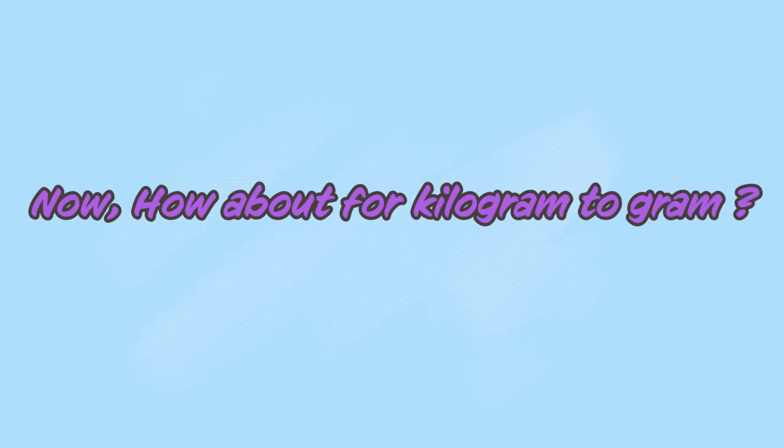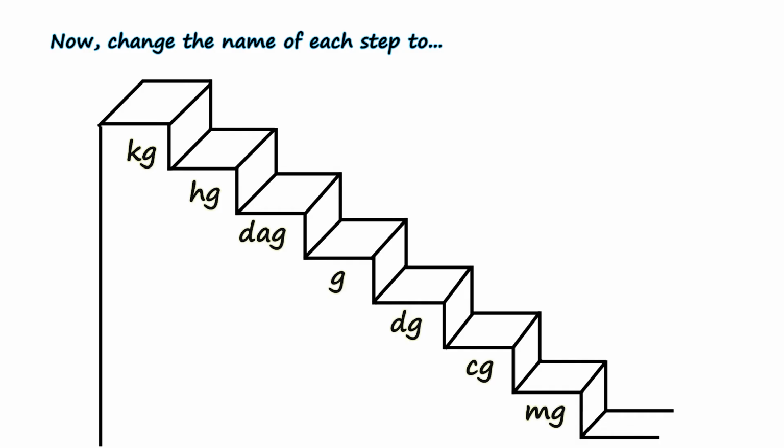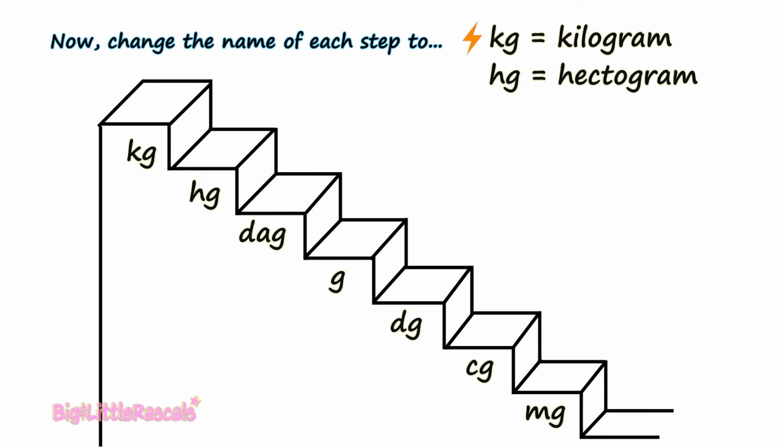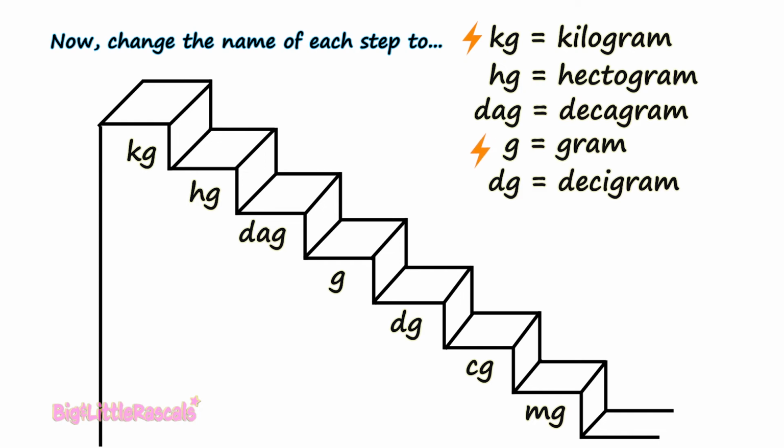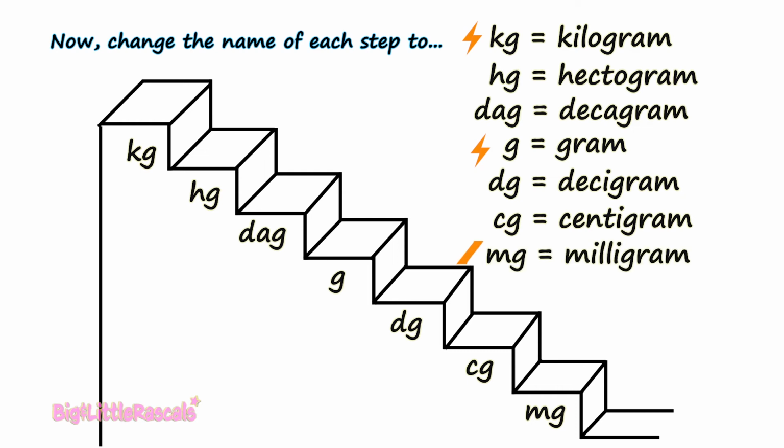Now, how about kilogram to gram or gram to kilogram? First, let's visit back our stairs of measurement. Let's change the name of each step to: first, kg, short form for kilogram. Second, hg, short for hectogram. Third, dag, short for decagram. Fourth, g for gram. Fifth, dg for decigram. Sixth, cg for centigram. And the last one, mg for milligram.